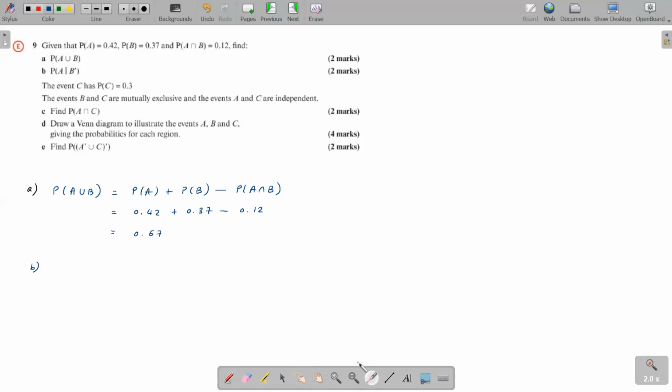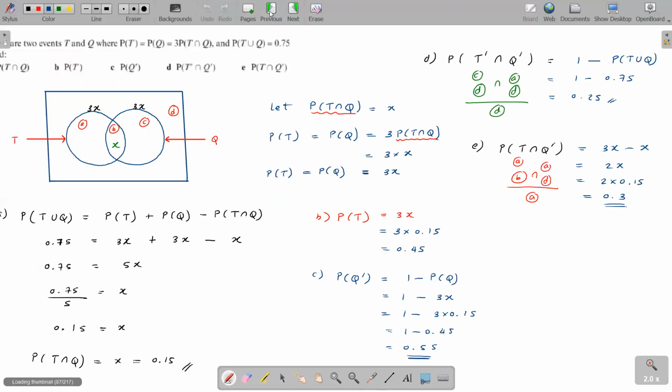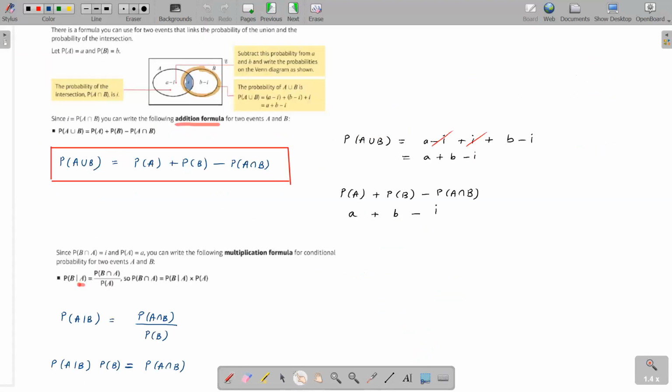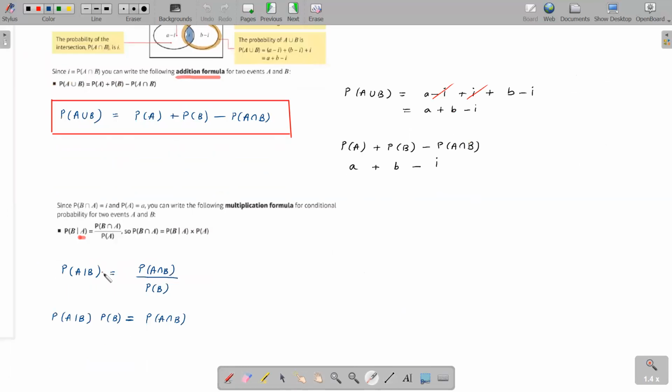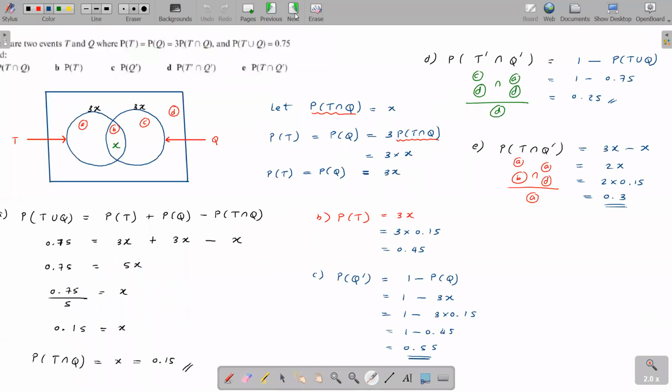So moving on to part B, find the probability of A given B complement. For this, we already defined the formula in the previous section. Do you recall? If it is probability A given B, the given probability comes to the denominator and the intersection of the two probabilities comes to the numerator. All right, so let's do that.